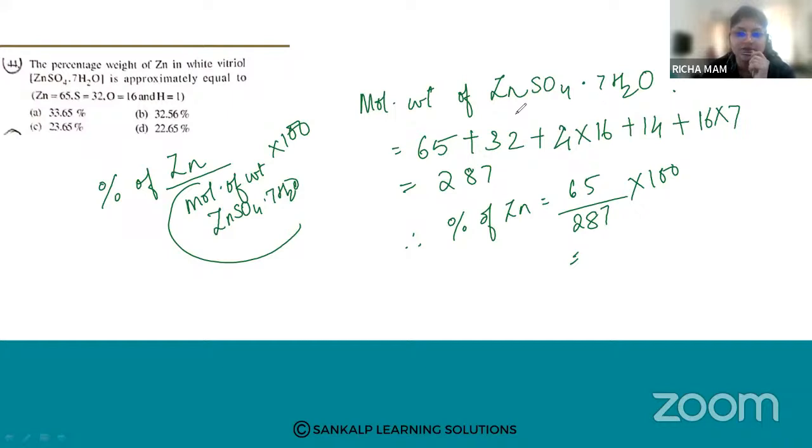Yes, Shri Krishna has answered. He has got the answer as 22.68. Let me see, 65 divided by 287. Yes, it is 22.64. I'm getting 22.648, so it is nearly equal to D.